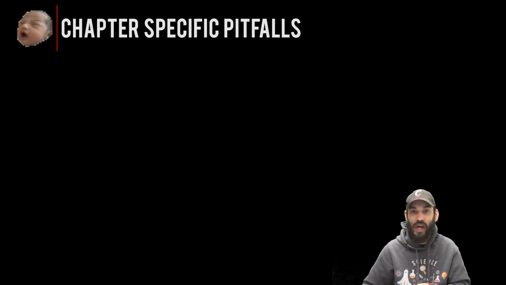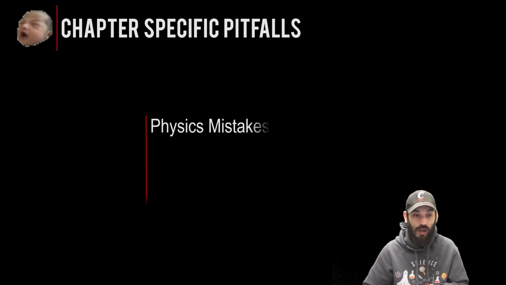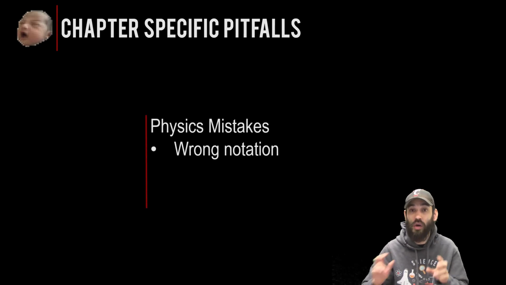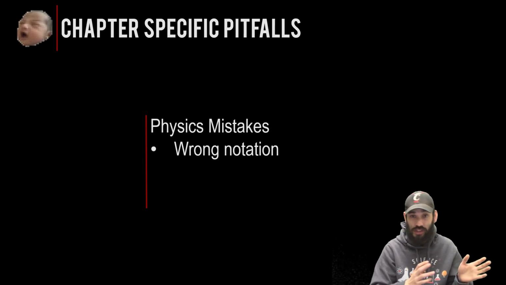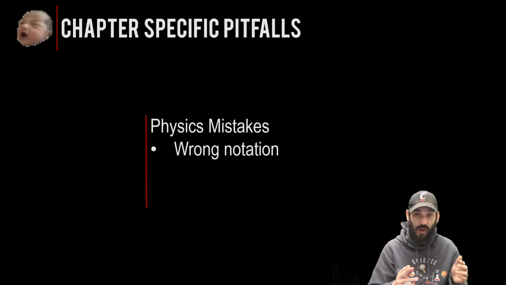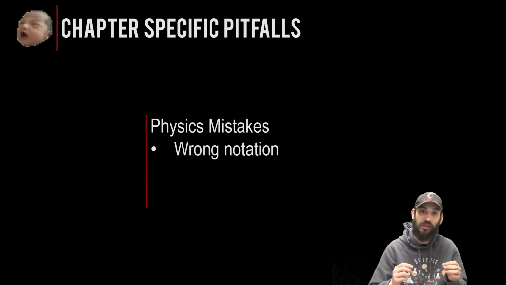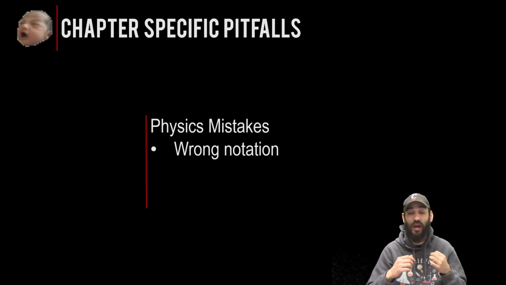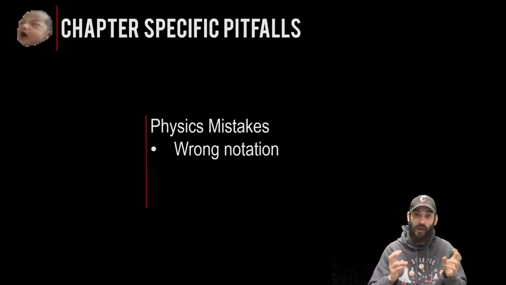The last one is chapter-specific pitfalls, things that are related to one-dimensional motion that you want to try to spot in your work. The first one is wrong notation. So you'll see throughout the semester that there's a lot of different notation that we're going to be using. I'm going to be introducing vector notation very soon. But every symbol that I'm writing is shorthand for something. Everything's there for a reason. It's not superfluous. It means something.